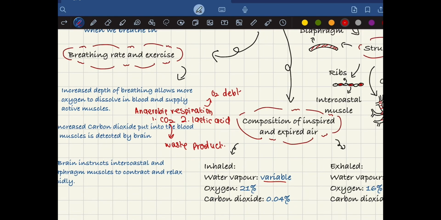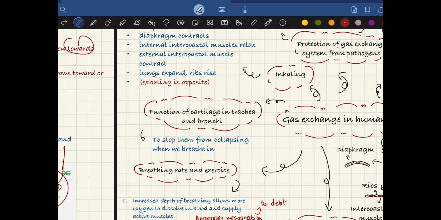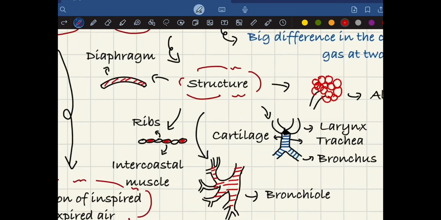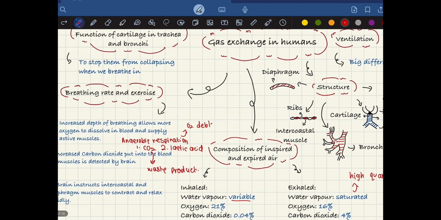Okay, I hope you understand so far. And next is the function of cartilage in trachea and bronchi. So just now I showed you this diagram over here, and I mentioned that I will tell you what cartilage does and how it works.